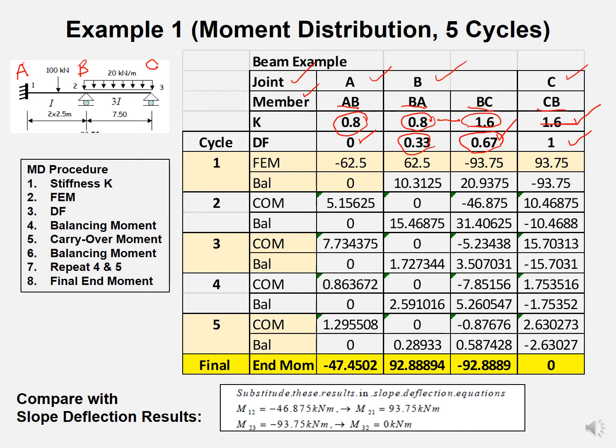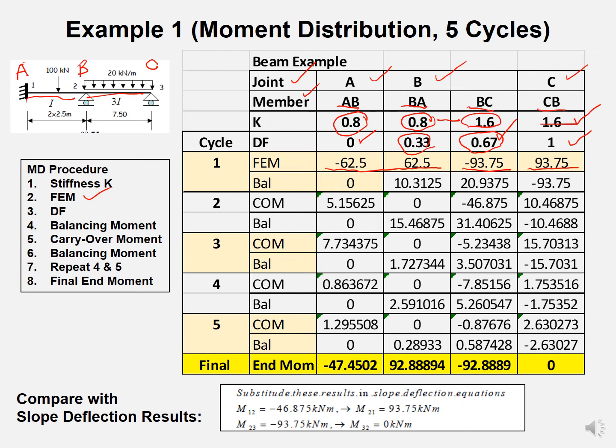Next, we compute the fixed end moments. The fixed end moments for member AB is using PL over 8, and you have 62.5 negative for AB and positive for BA. For BC, we use the equation WL squared over 12, and we have negative 93.75 and 93.75. These are now the fixed end moments.